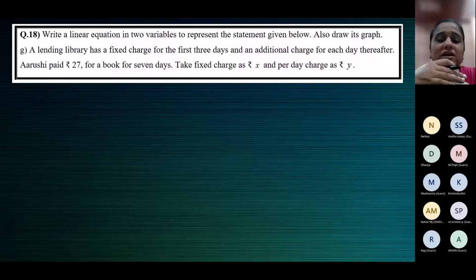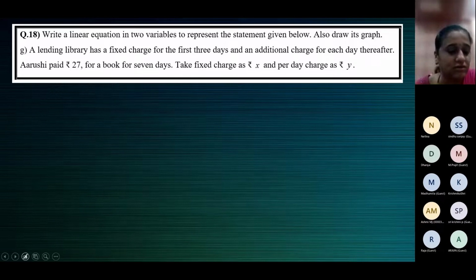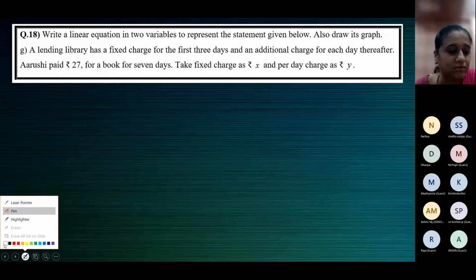And for every day thereafter, that is after the first 3 days, she has to pay the additional charge of rupees Y per day. So what is this 27 rupees made up of? That is a total fare. What is it given? Fixed charge. So I'll say the total charge.